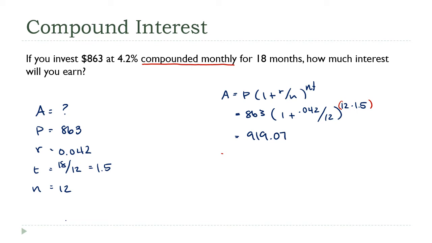We were asked for the interest. And when you think about these accounts, the future value is made up of two things. There's the money you put in, that's the principal, and there's the money the bank put in, that's the interest. So 919.07 equals 863, that's how much I put in, plus the interest. So if we subtract 863 from both sides, we get $56.02. There's our interest.